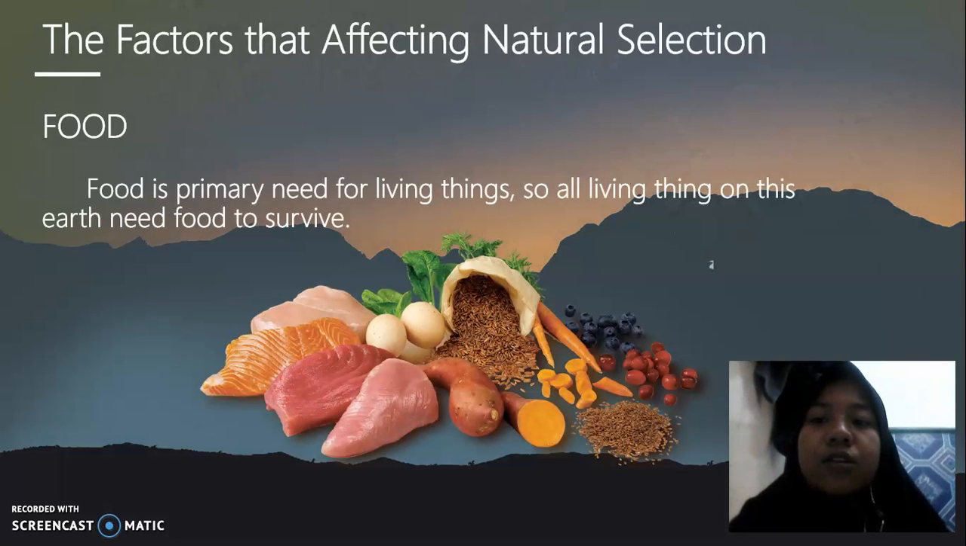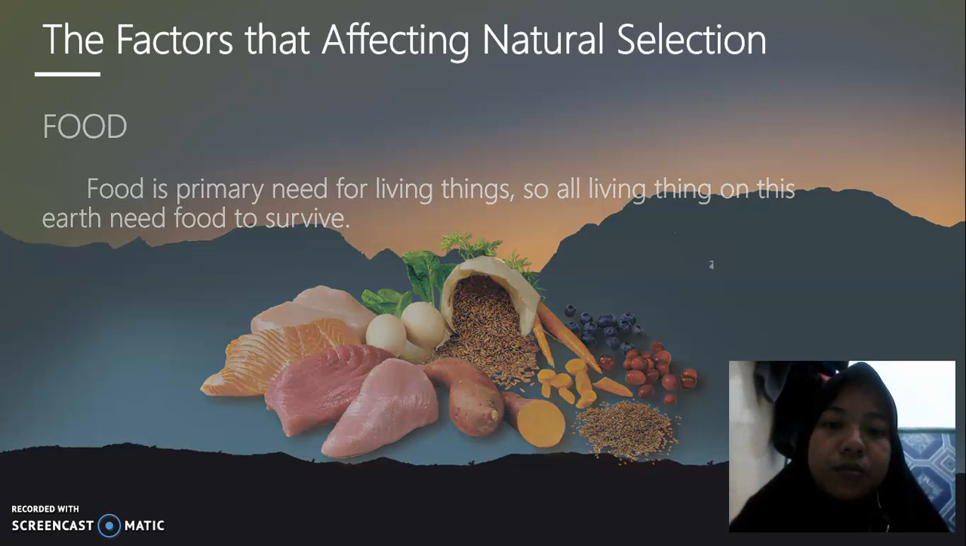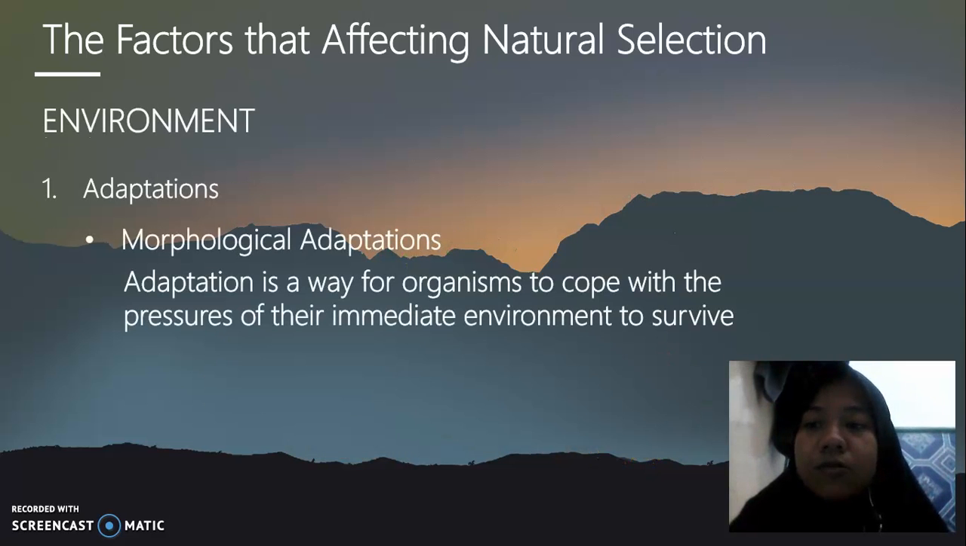The next is the factors that affect natural selection. The first is food. We all need food, right? Because we cannot live without food. Food is a primary need for living things. So all living things on this earth need food to survive.